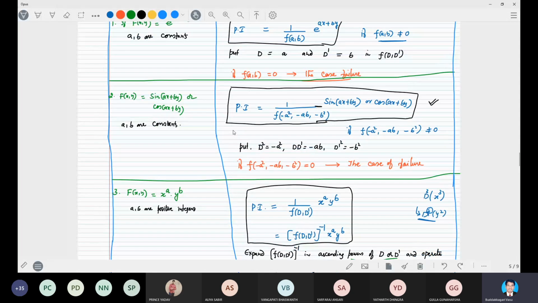Case of failure. Similarly, another one, f(x, y) is equal to sine of (ax + by) or cos of (ax + by). Put D square is equal to minus a square, DD' is equal to minus ab, D' square is equal to minus b square. If the denominator is non-zero, then the particular integral is 1 by f of this much, sine of (ax + by) or cos of (ax + by).